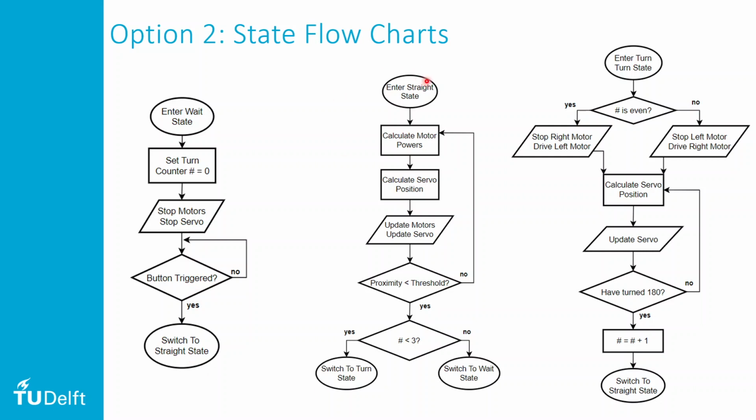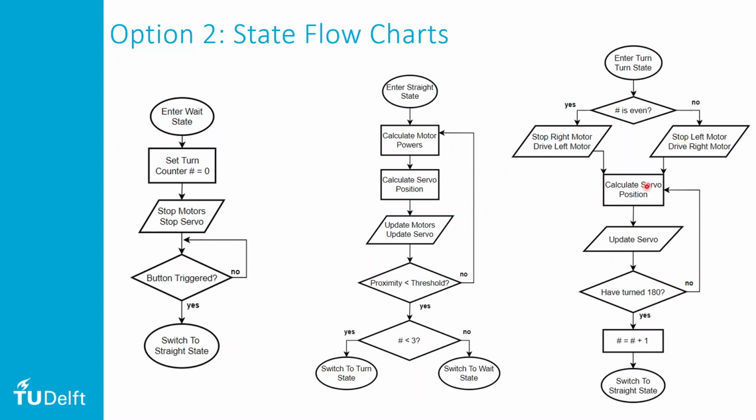So here, this is very similar to the previous versions of the go straight. Calculate the motor powers, calculate the servo position, update both of them, check for the proximity threshold. If we're not there yet, we do that again, and again. Eventually, we see the wall. Now, here's where the slight difference comes in. We come to another check, and at this point, we say, is our turn counter less than 3? If it is, we go to the turn state, over here.